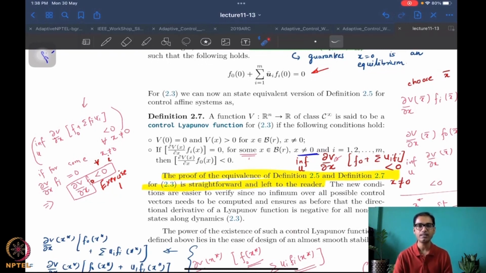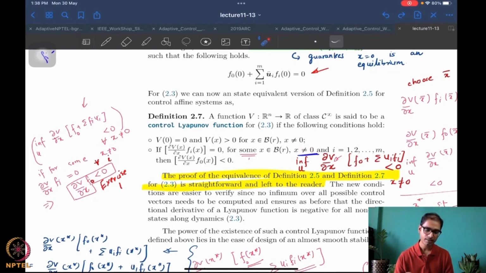What is the difference here? When we're talking about standard Lyapunov functions, there was no mention of the control. Control never appeared in V dot. We always talked about Lyapunov analysis for systems of the form x dot is f(t, x). There was no control. Here there is a control. So therefore we have to account for what the control does to the system. Therefore there is the concept of having an infimum.